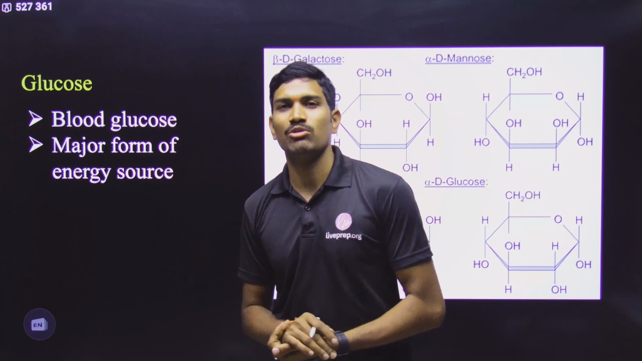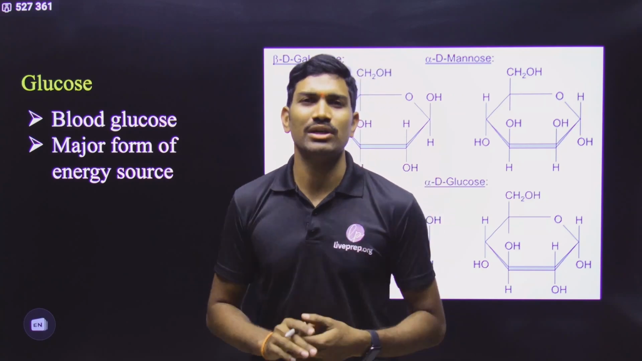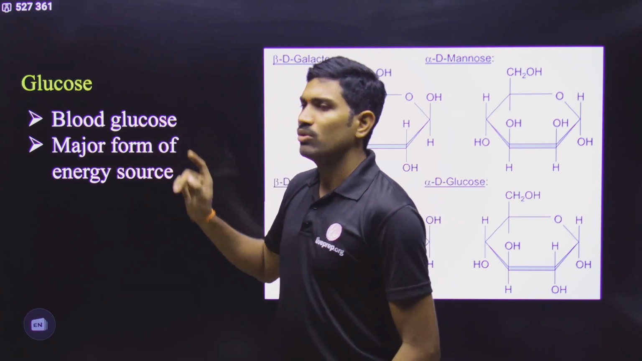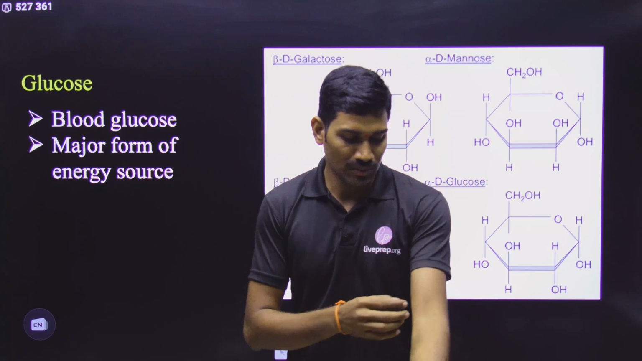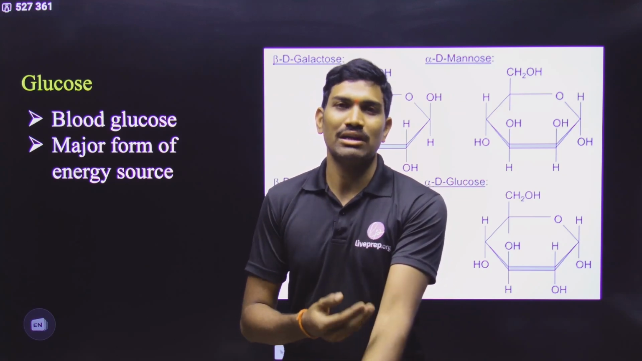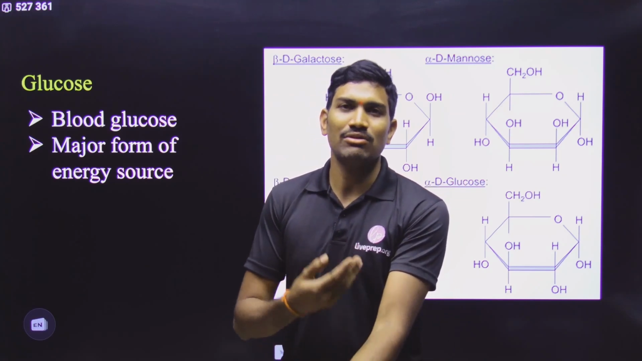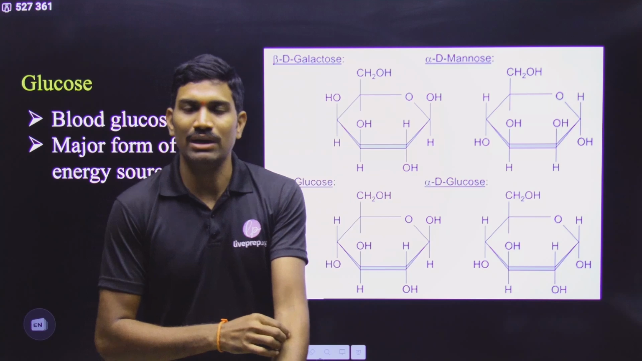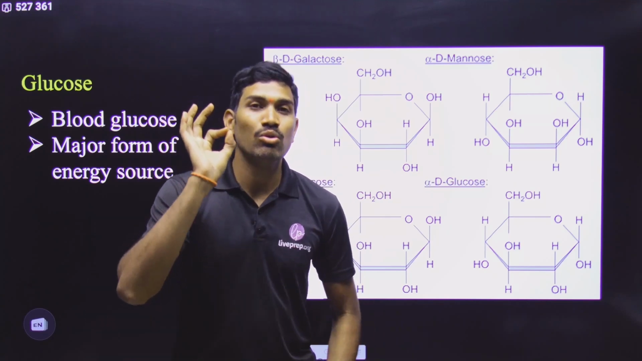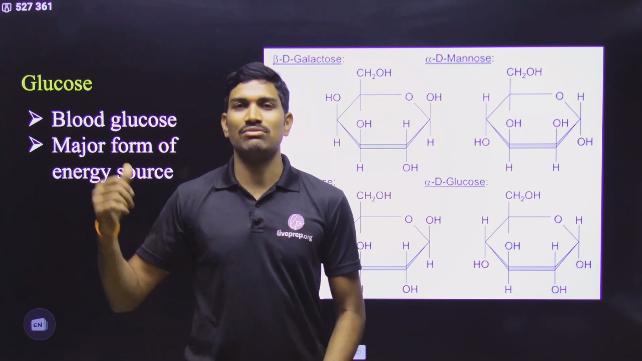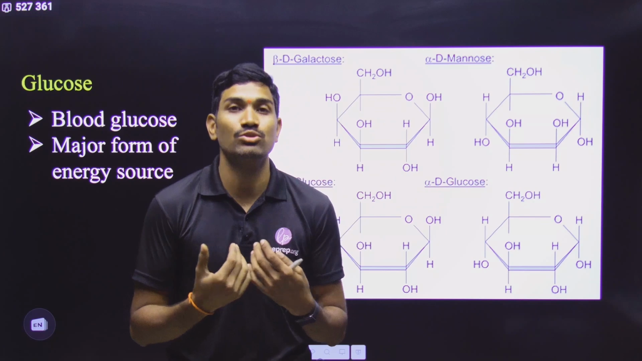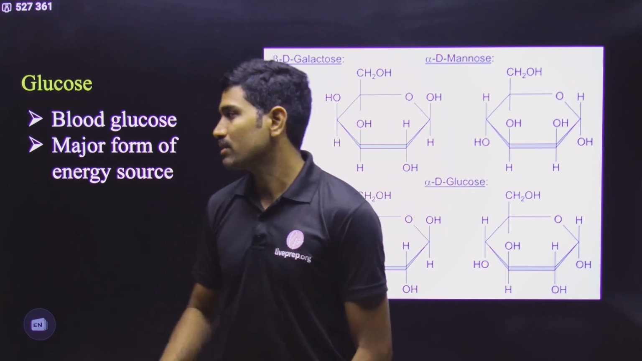And now first we will see about glucose. What are the major important points for glucose? Glucose is also called blood glucose, because the sugar that we measure in our blood is actually the glucose level. So that's why glucose is also called blood sugar. That is one point.